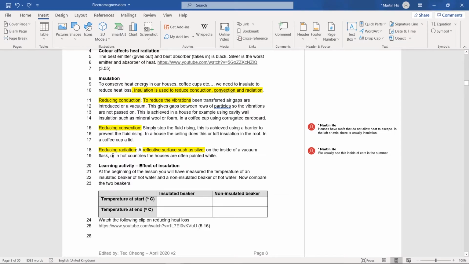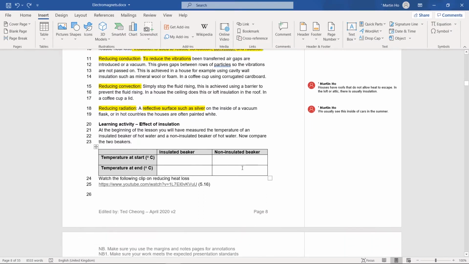Lastly, reducing radiation. Typically, we use a reflective surface such as silver on the inside of a vacuum flask, or if you think about cars in the summer, many people place a silver lining on their windscreen to prevent sunlight from entering the car and heating it up as well.